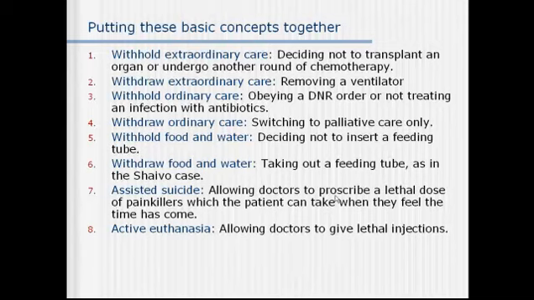The next step up would be to withdraw extraordinary care. Things like removing ventilators count as this. You can move forward to ordinary care. Obeying a DNR order or not treating an infection with antibiotics are the two most common ways to withhold ordinary care. Both of these are practiced extensively in U.S. hospitals.